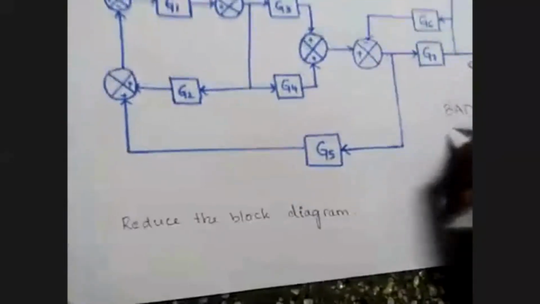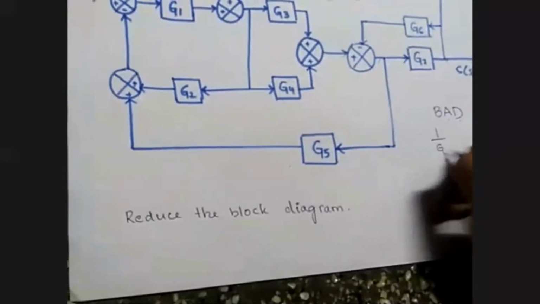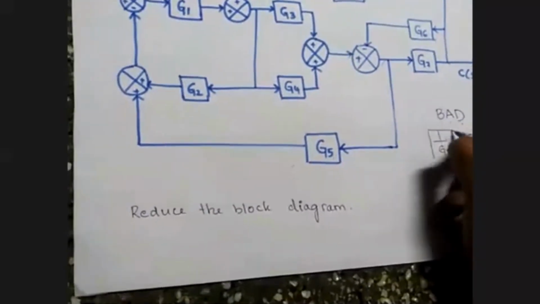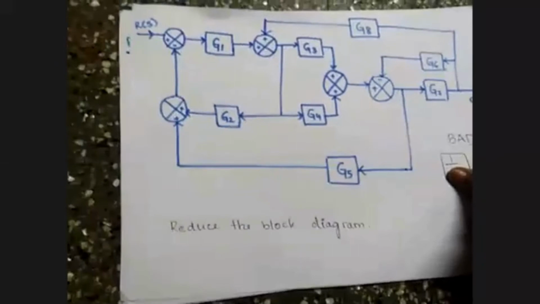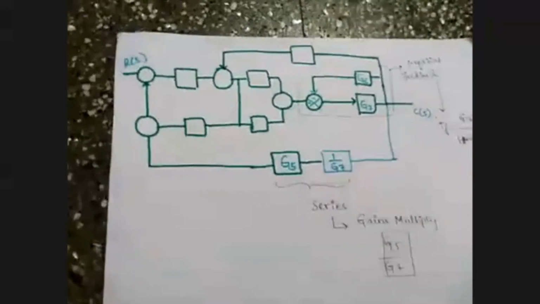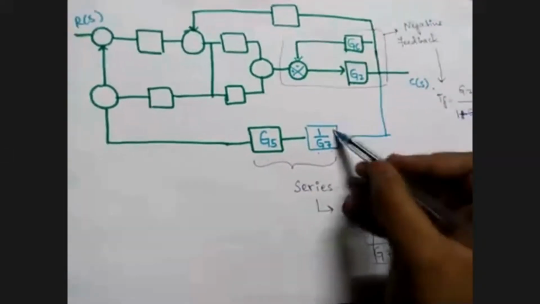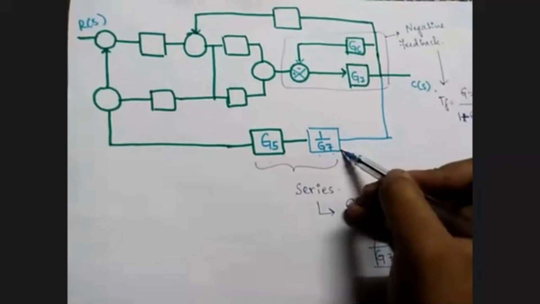What do you mean by dividing with the gain? You have to divide by 1 by G7. This is the new block you have to introduce. How you have to introduce it and where you have to place it, we have to see. This is how you place it. I have moved this branch ahead of G7. So I have introduced the new block that is 1 by G7.